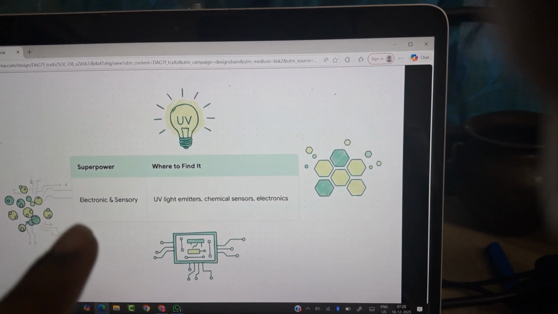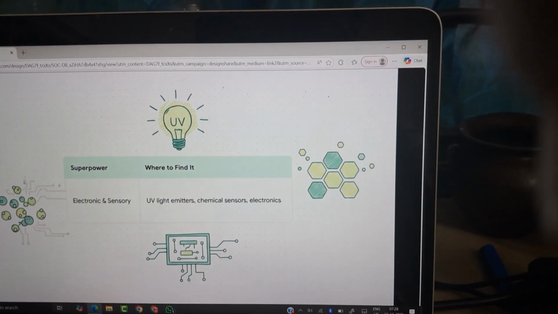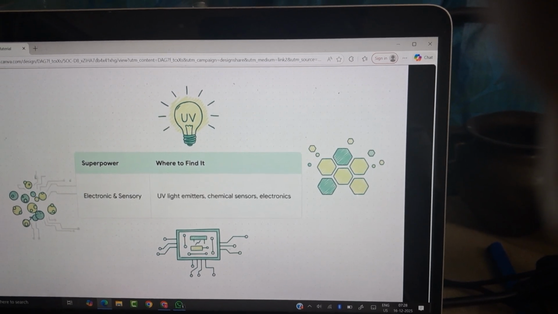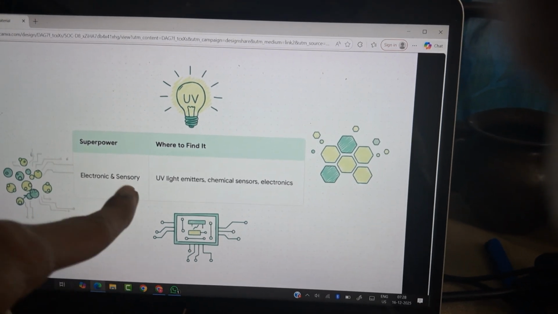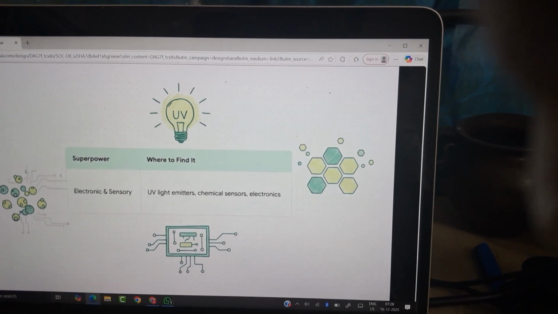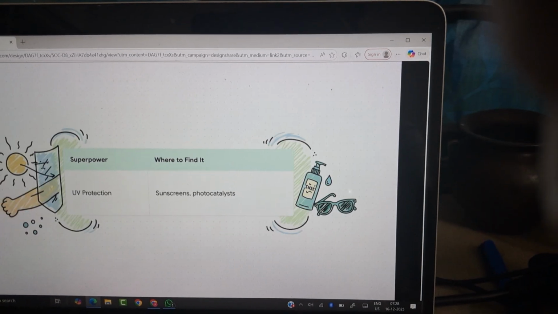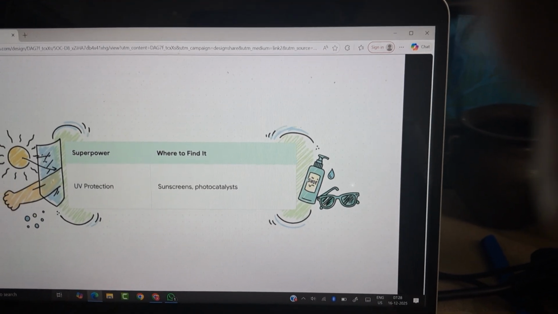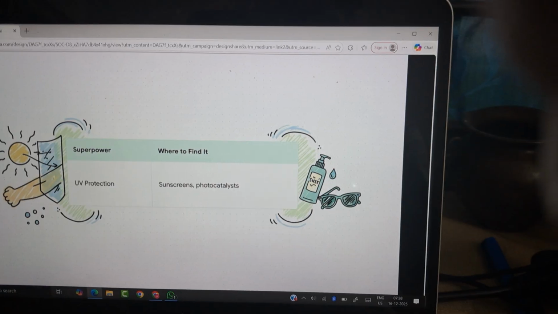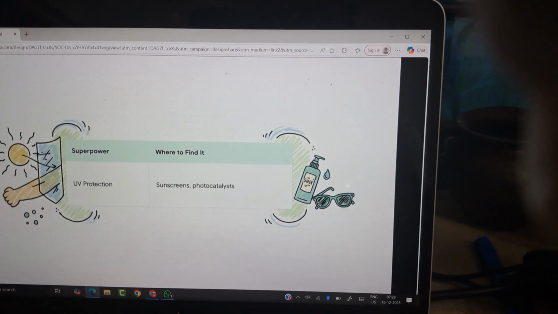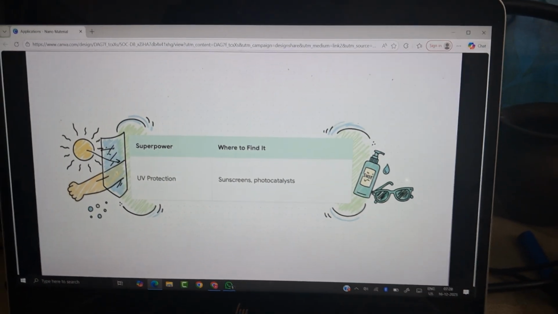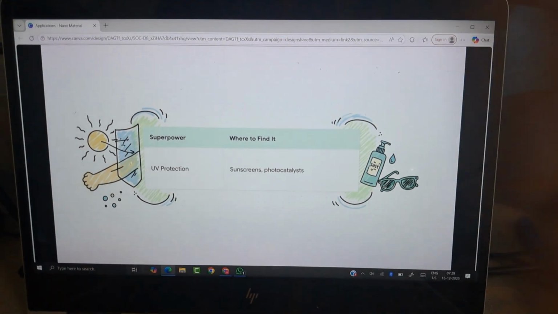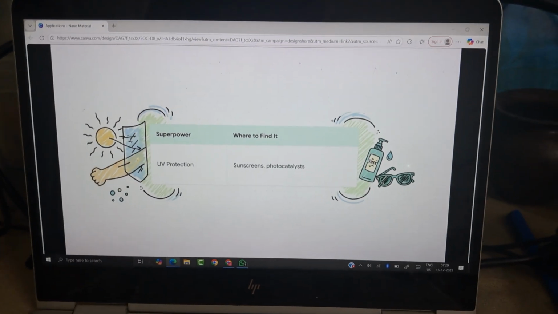Next, zinc oxide. Zinc oxide nanoparticles are used in electronics and sensors. They are used in chemical sensors, in electronics, and in UV light emitters also. Next, UV protection. For sunscreen, titanium dioxide nanoparticles are used. They provide a UV filter, a UV layer on the skin.